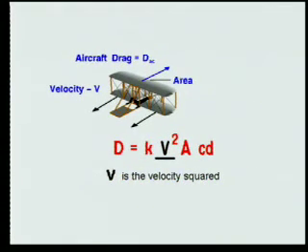V is the velocity. It's a special velocity called the relative velocity. So that's the difference between the air going over the wing or the wing going through the air. Those are sort of the same thing.